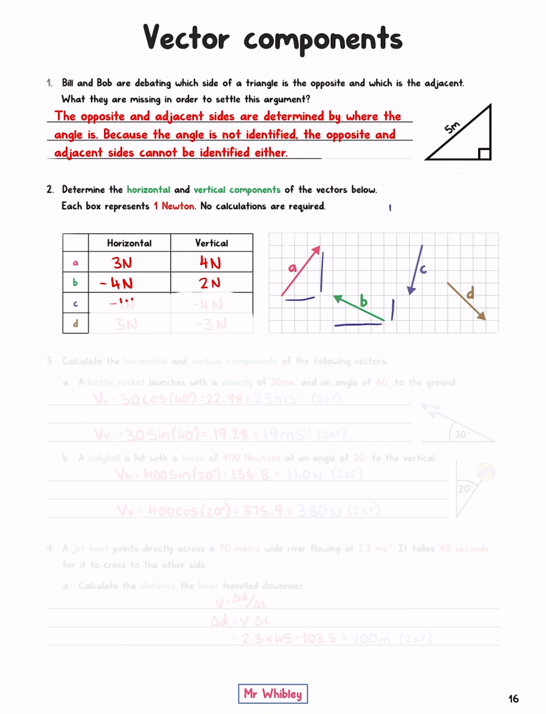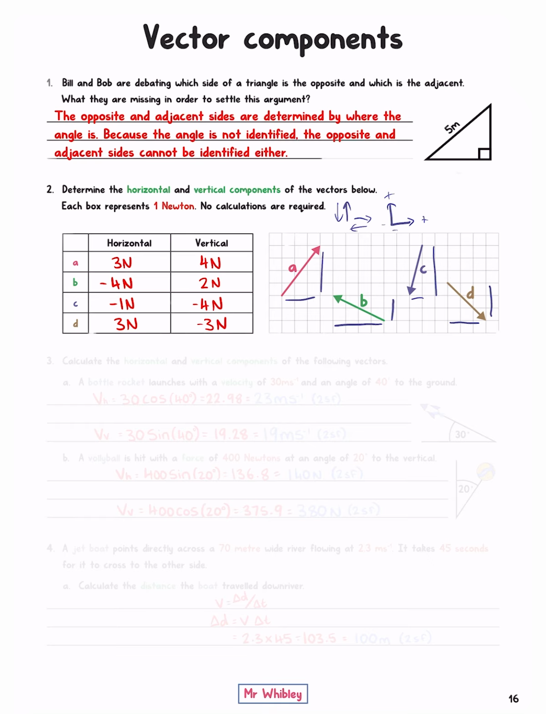Note that our general convention is that these directions are positive and the opposite directions are negative. So this way is positive, this way is positive, this way is negative, and that way is negative. For our vector C, we are going vertically downwards 4, so we have negative 4, and we're going backwards 1, so we have negative 1. Lastly, for our vector D, we are horizontally forwards by 3, so we have positive 3, and downwards by 3, so we have negative 3.